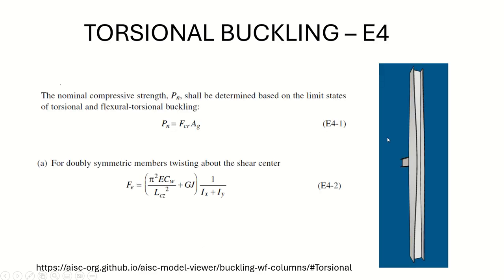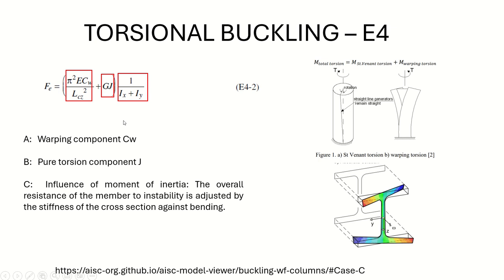The second chapter is E4, which represents the torsional buckling. For torsional buckling, we have the same general equation, but we have this detailed equation here. The difference here is that you have two components. Also, you have an adjustment value, which is related to the flexural behavior of the member. But the most important components here are these ones.